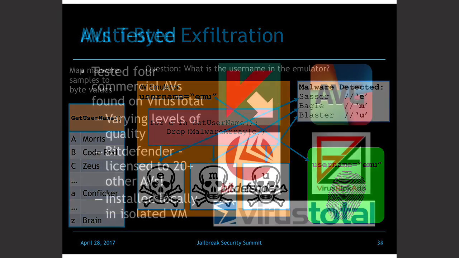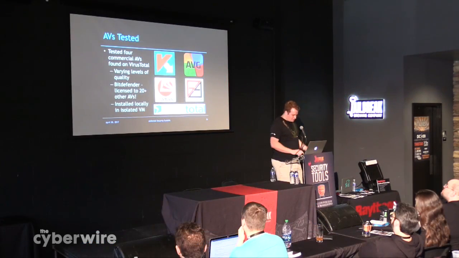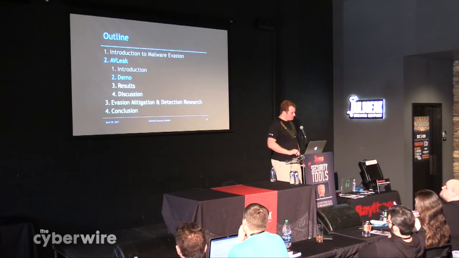So in testing, we tested 4 commercial antivirus products: Kaspersky, AVG, Bitdefender, and VBA. We chose these from a variety of levels of quality. Obviously, Kaspersky has a very good reputation as catching a lot of malware. We wanted to see if that was true. VBA, not as much of a reputation. Bitdefender is licensed out to 20+ other AV products and also a number of endpoint protection products, so a lot of market coverage there. And we tested all 4 of these. And now we're going to go into a demo.